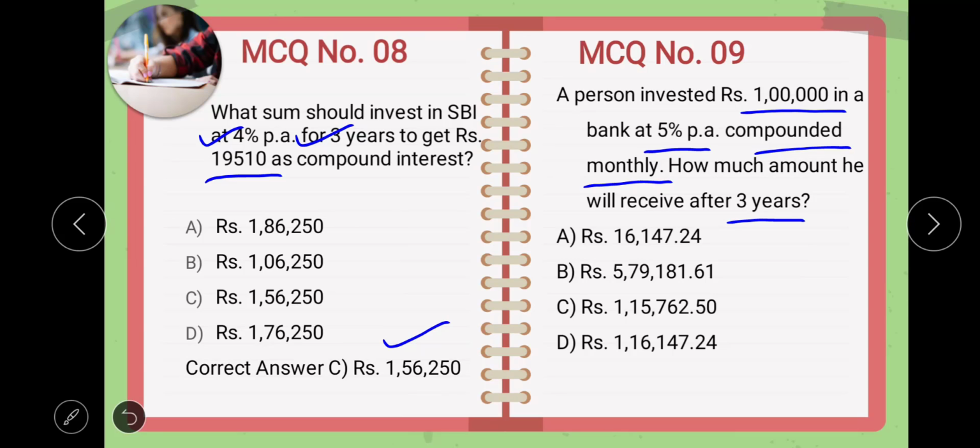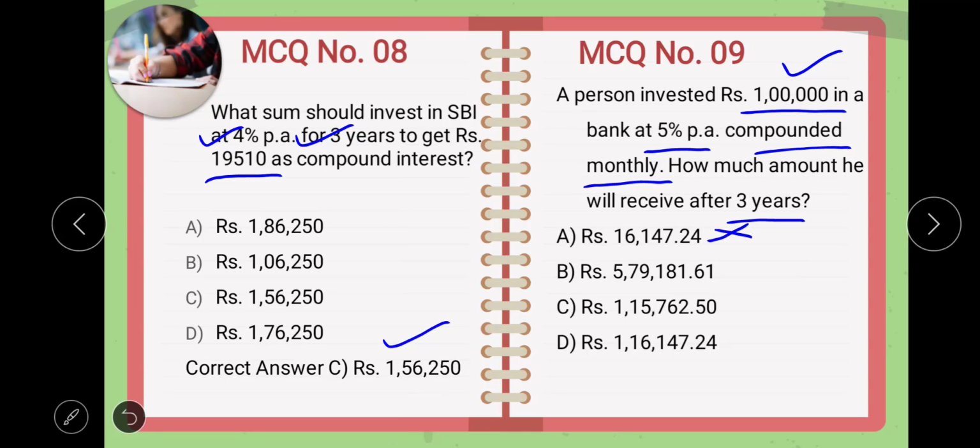So the first option is rupees 16,147. Here you have to calculate the amount, and the amount is always greater than the principal, so the first option is not correct. From the remaining three options you have to select one, so you have to calculate the amount in compound interest using the formula for amount.